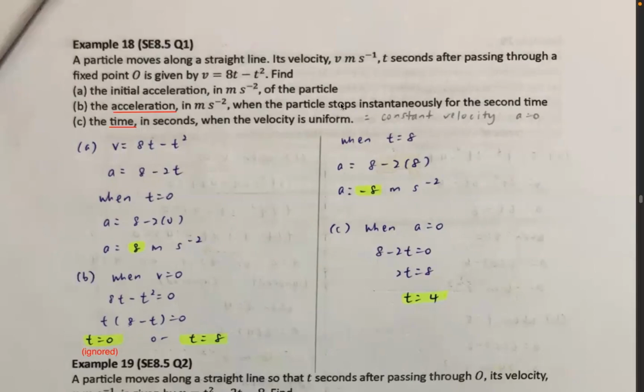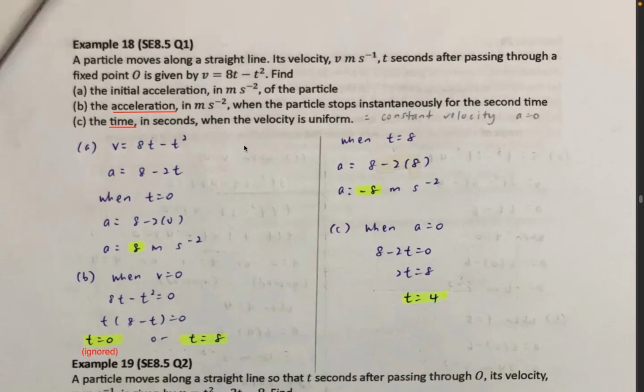But they want the particle stops for the second time. So we ignore t equals to 0. We take the answer t equals to 8. Then we read the question again. They are not asking about time. They ask about acceleration. So that's why when t equals to 8, you have to substitute the value into the acceleration function. So we have answer a equals to negative 8 meters per second squared.